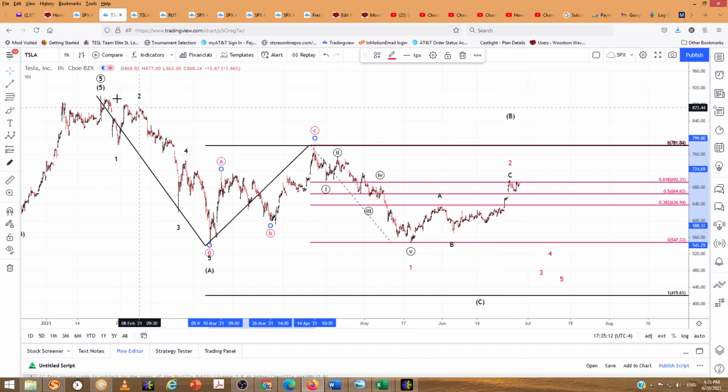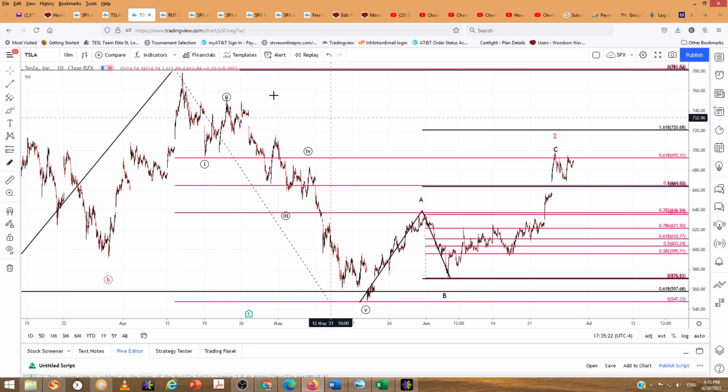Okay, let me get C's. I think I have it on the next one. Let's focus on from the April 14th. We're looking at an hourly chart. Now we're going to go to a 10-minute chart. And here's that April 14 high here.